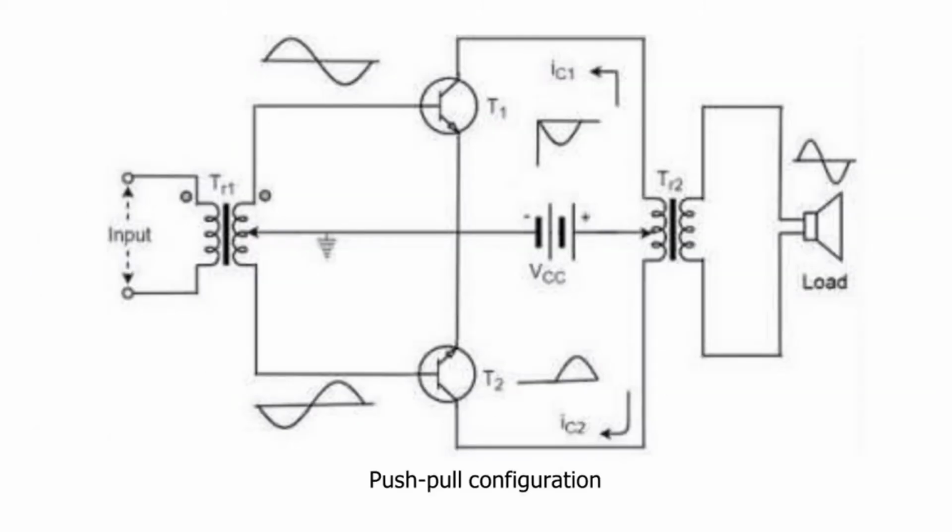Besides, due to only one half cycle of the input being used, the Class B power amplifier does not fully utilize the input power. In order to solve this problem, we use the push-pull configuration. The figure below shows the construction of a push-pull Class B power amplifier.